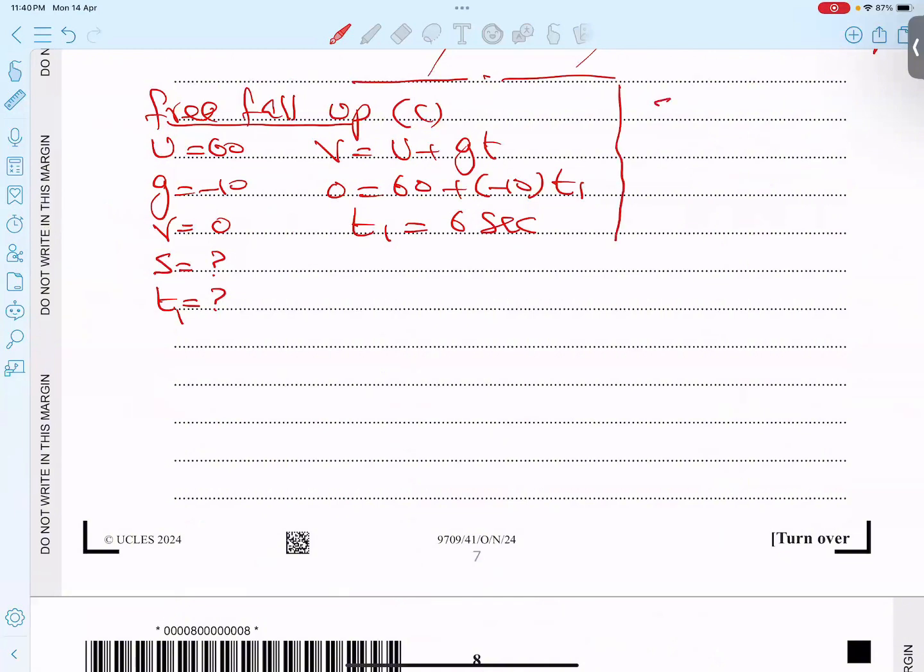And the formula, S is equal to UT plus half, or wait a minute, let me check. I think I can use the other formula, which is better. That is 2AS is equal to V squared minus U squared. Going upward, a is -10, S is the task, the last velocity is 0, and this is 60 to the power 2. If I check it, 60 squared divided by 20, and we get 180. So 180 meters, I got it.